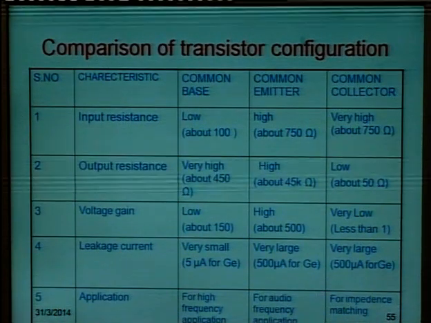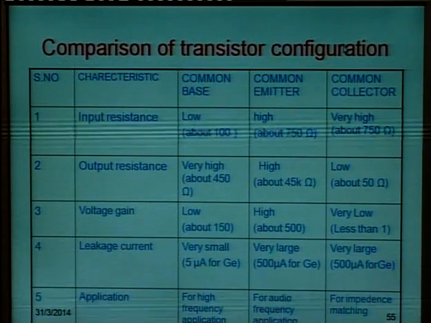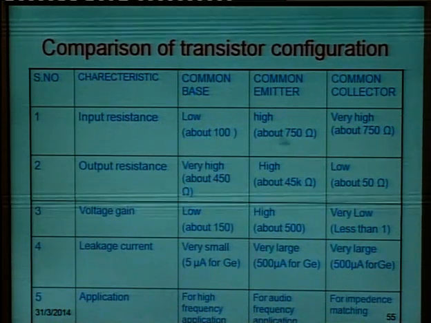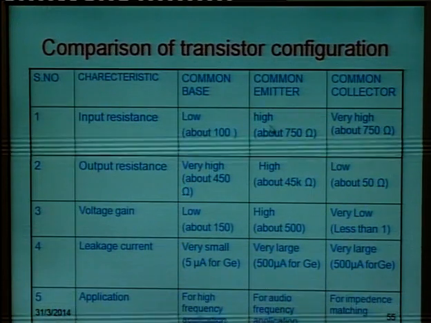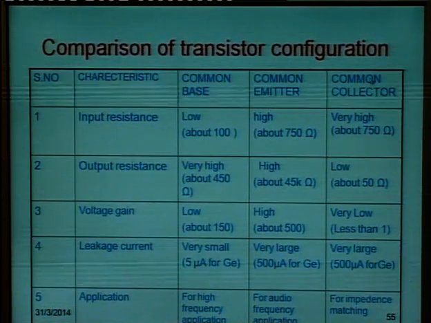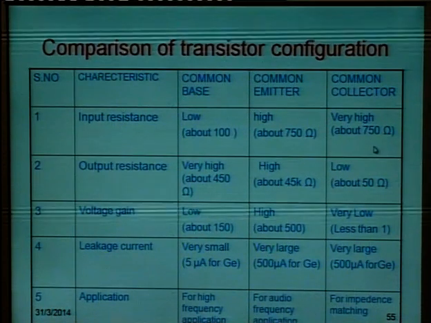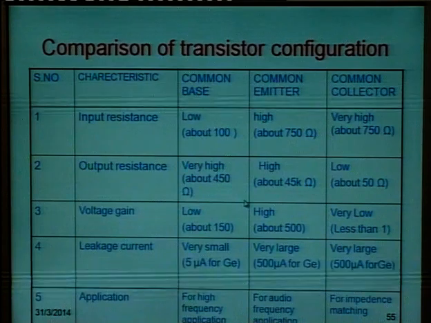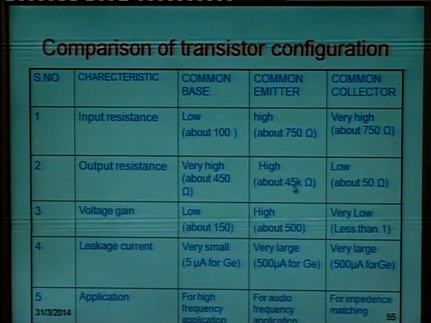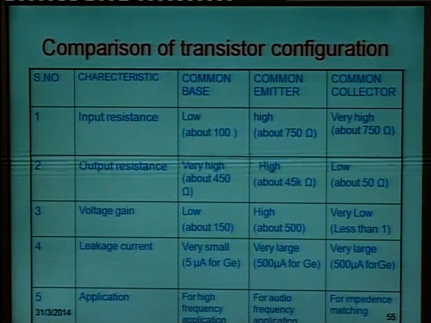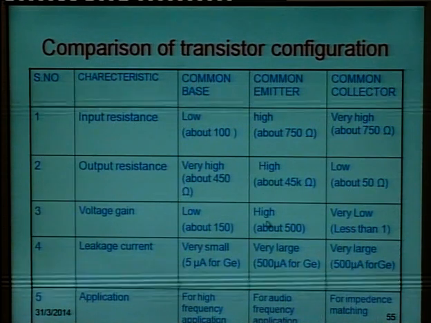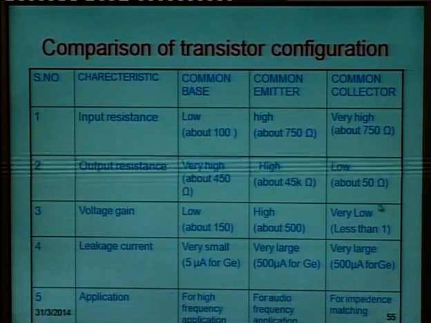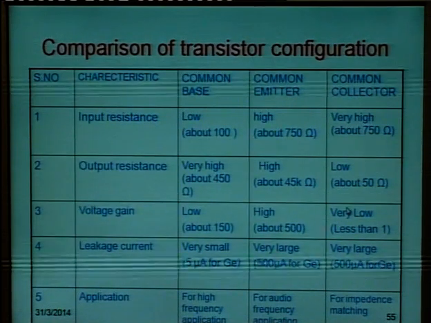This is a comparison of transistor configurations. In the case of common base, input resistance is low. In common emitter, input resistance is high. In common collector, input resistance is very high. Output resistance is very high in common base, low in common collector, and moderately high in common emitter. Voltage gain is high in common emitter, low in common base and very low in common collector.